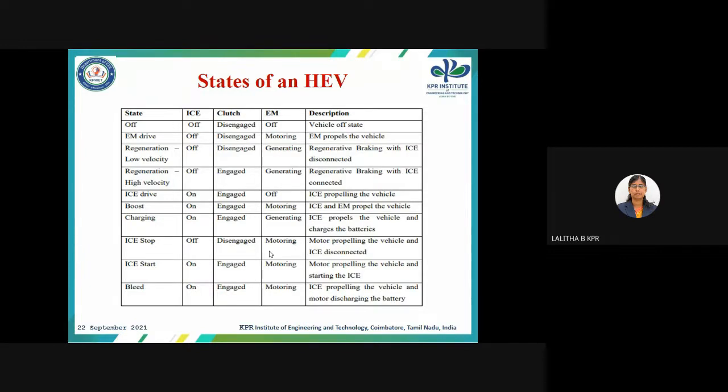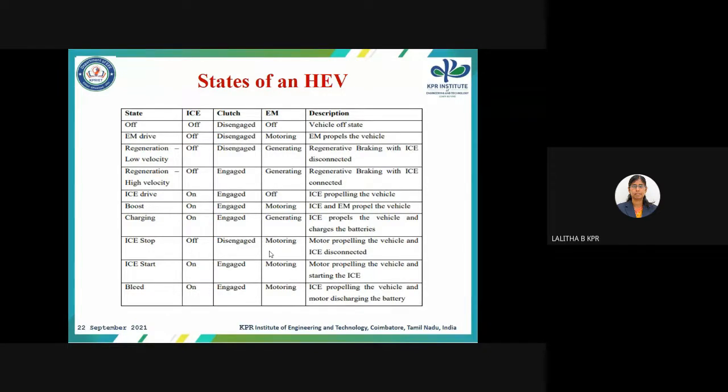And the next, the regeneration at high velocity condition: the IC engine off, clutch engaged, the motor in generating mode, regenerative braking with the IC engine connected. And next, the IC engine drive is on, the clutch is engaged, the electric motor is off, so the IC engine alone propels the vehicle. The next one is the boost condition. The motor will be in motoring operation. The IC engine and the electric motor propel the vehicle. That is in the high speed.